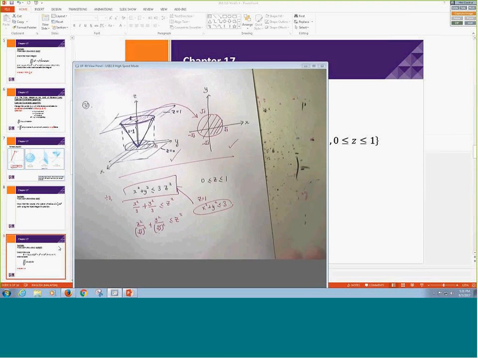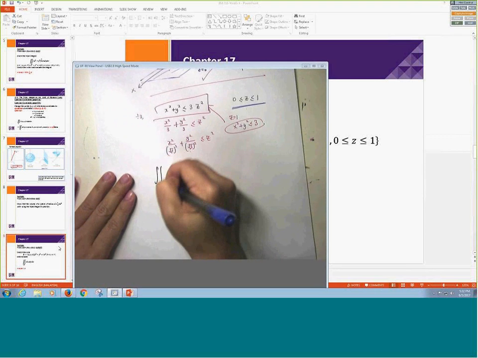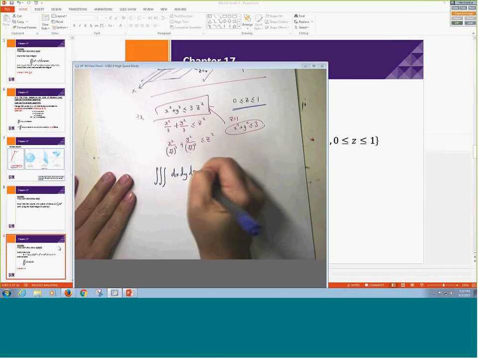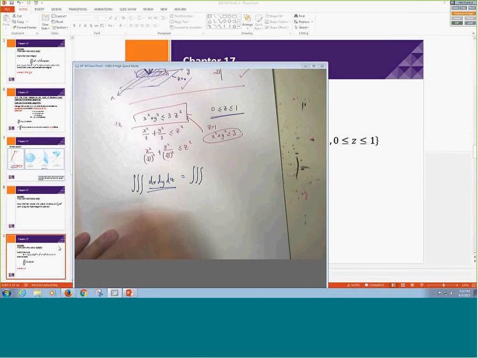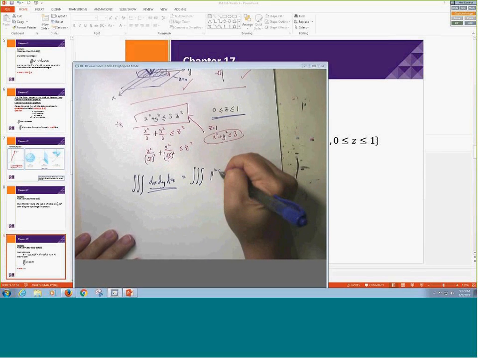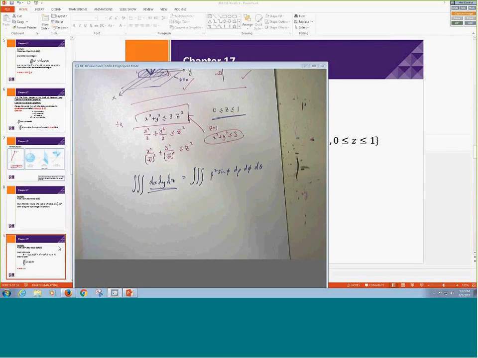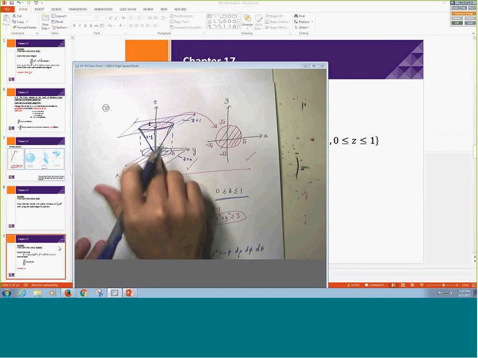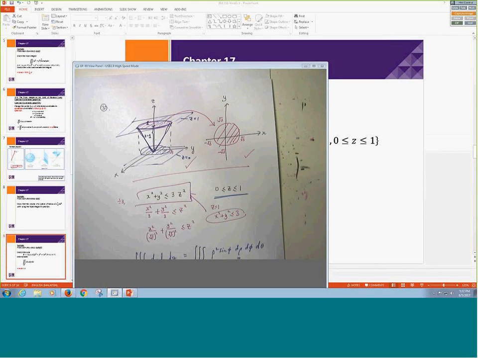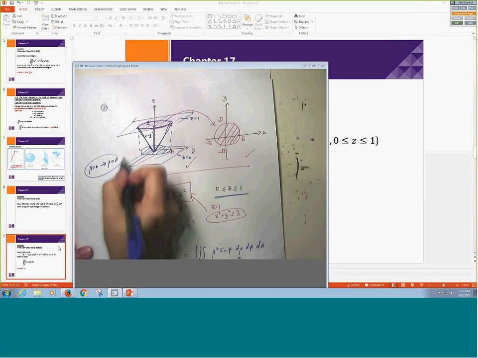Now we would like to solve the question, z from 0 to 1. The question is to solve this, but we would like to use the spherical coordinates. So dx, dy, dz is replaced with rho squared sine phi d rho d phi d theta. Now, rho is the distance from the origin. Be careful, rho is not constant 0 to 1.